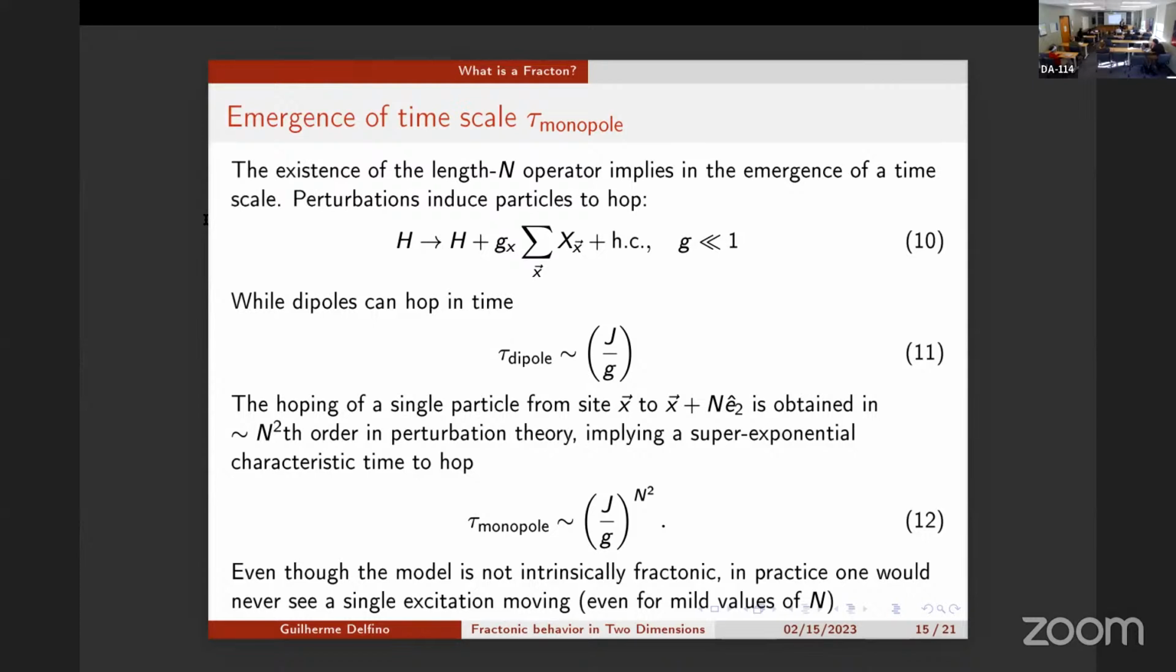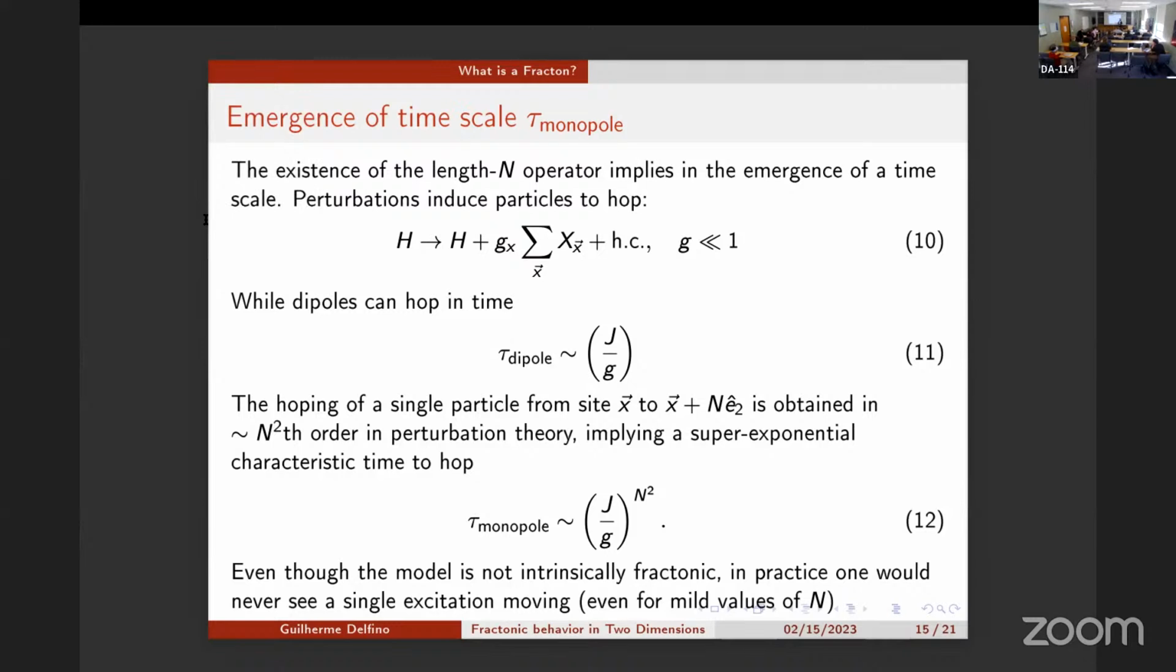So you can show that for the dipole, it's quite nice, actually. It's quite small. The dipole, since they can move right along their axis, you don't need a lot of perturbation to move this dipole. However, if you have a single excitation, not a dipole, a single quasi-fracton, it would take, in perturbation theory, of order n squared to be able to move that fracton. And this introduces this tau monopole here, which is huge.